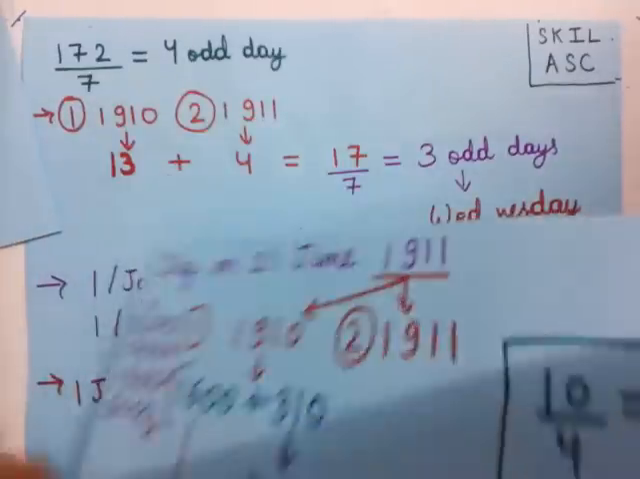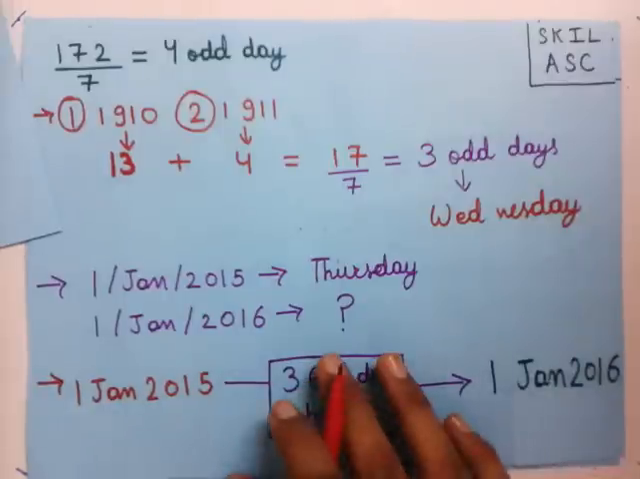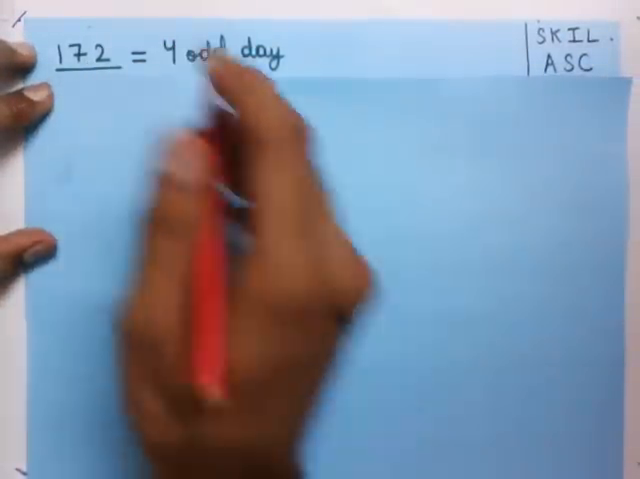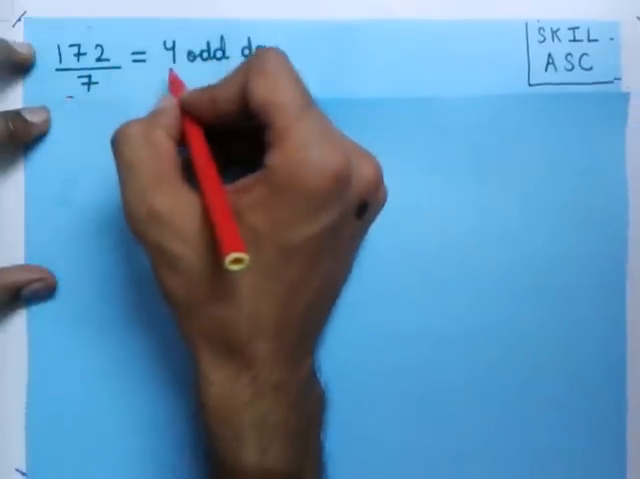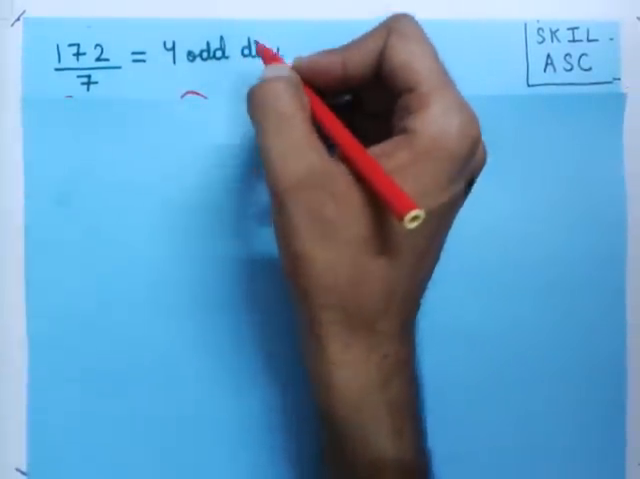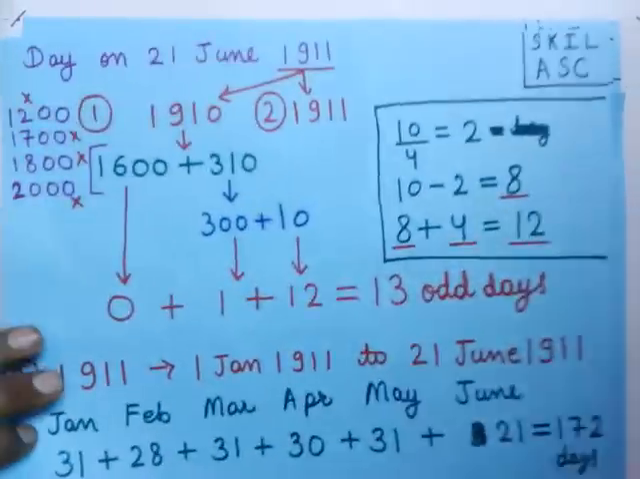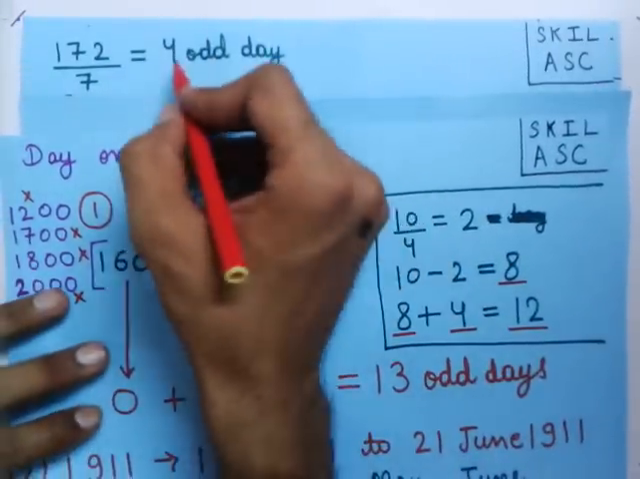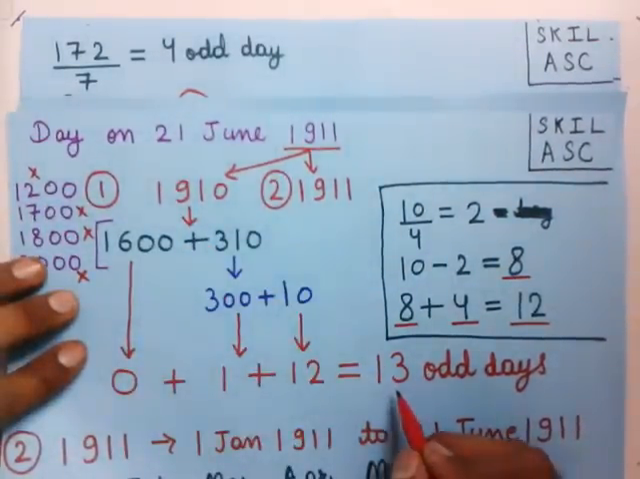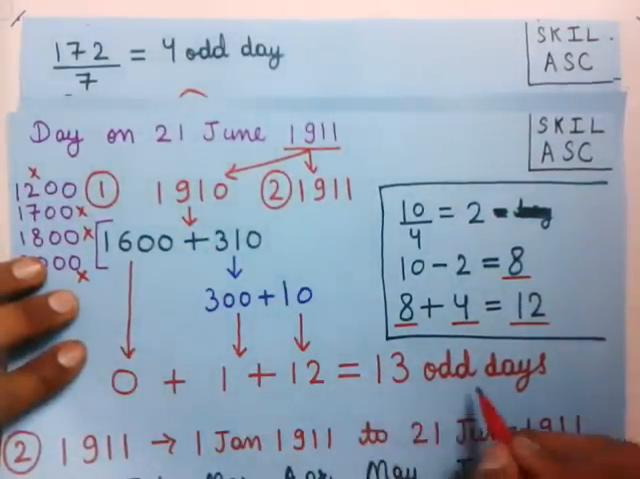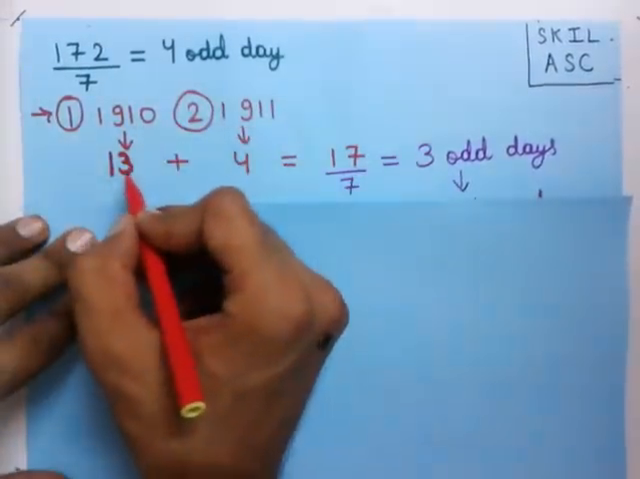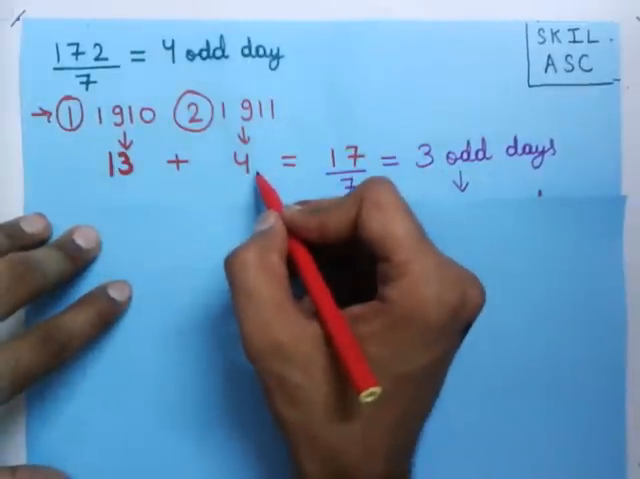So now we have got the total number of days. Once we know the total number of days, we divide it by 7 and we get 4 as the remainder. So 4 is the number of odd days. Now you see, for this second part, we have got 4 as the odd days, and for this first part, we had got 13 as the number of odd days. So the first part has 13 odd days and the second part has 4 odd days.